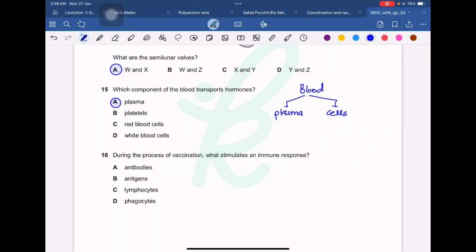Let us move on to question number 16. During the process of vaccination, what stimulates an immune response? Now we very well know that during vaccinations, the dead or weakened pathogen is injected into our body and the lymphocytes work upon it, producing the antibodies, and these antibodies have a complementary shape to the antigen on the pathogen. So the one that stimulates an immune response will be the antigen on the pathogen.